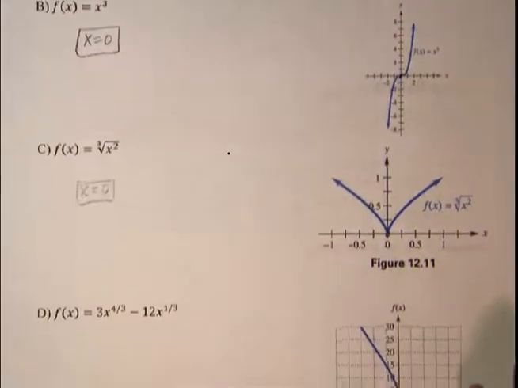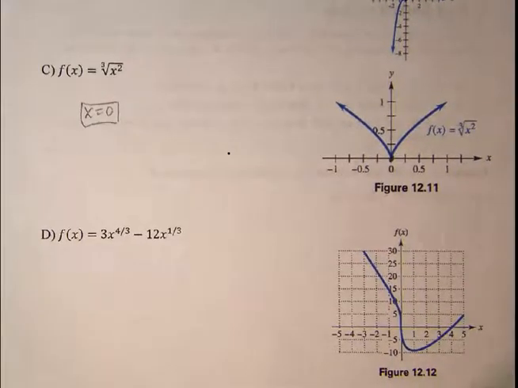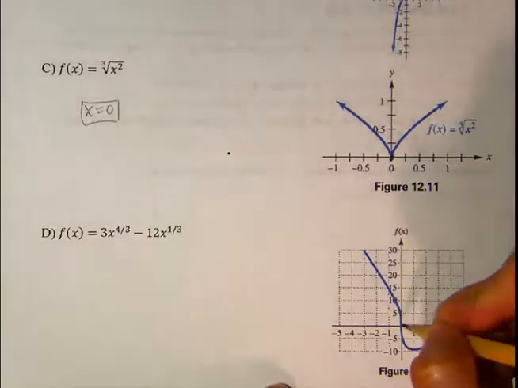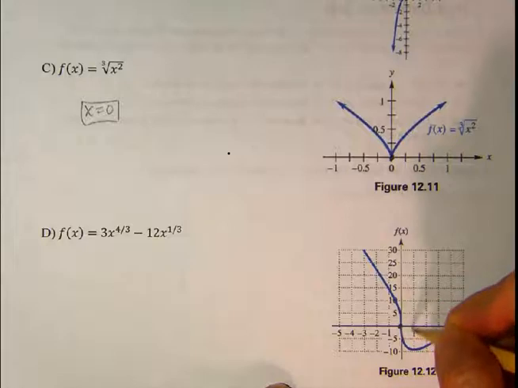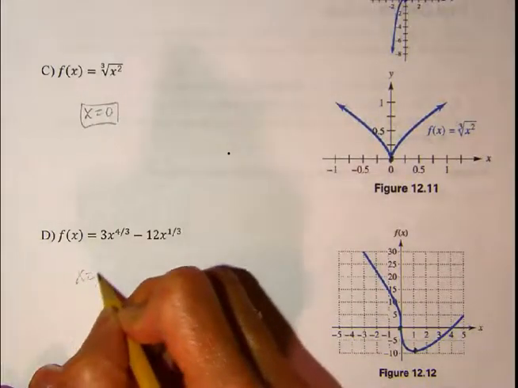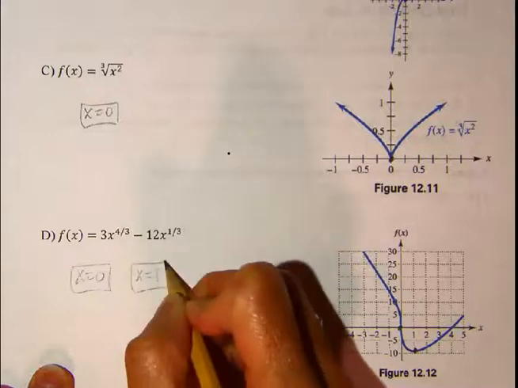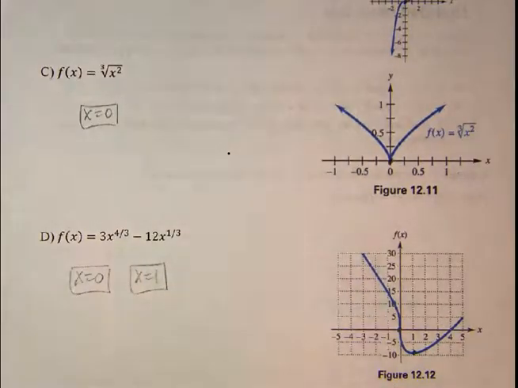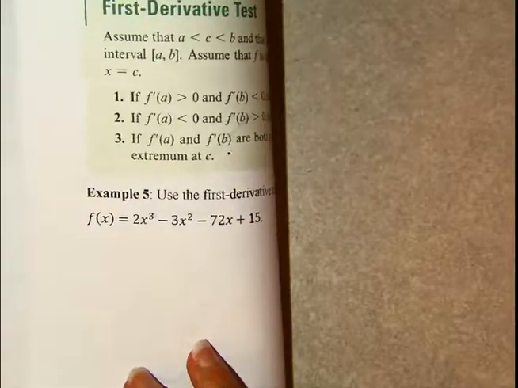And then on part D, this graph is really kind of funky looking. It's kind of hard to tell where that might be, but it actually is 0 because there's this straight piece here, and then the lowest point right there would be 1. So 0 and 1.